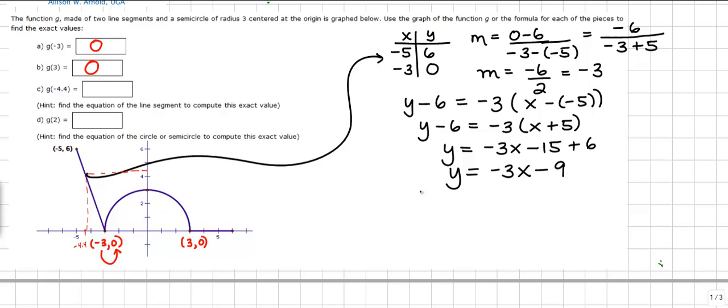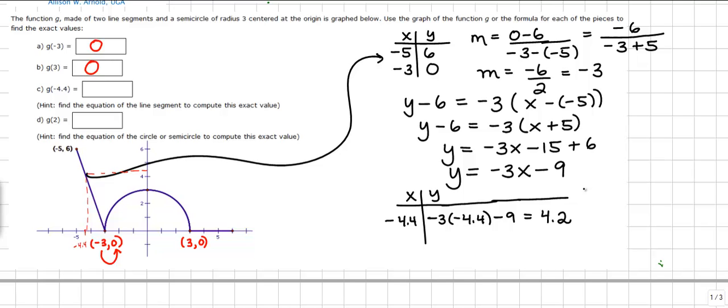Now, plotting the point using the formula, when x is negative 4.4, y will be negative 3 times negative 4.4 minus 9, which gives us a value of 4.2. And you can see from the graph that this looks correct. It appears that as x is negative 4.4 on the graph here, the y coordinate is roughly 4.2.